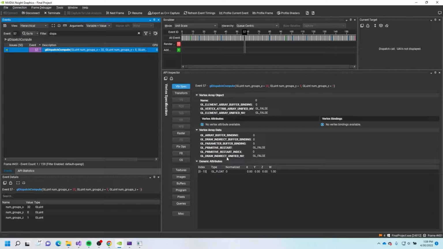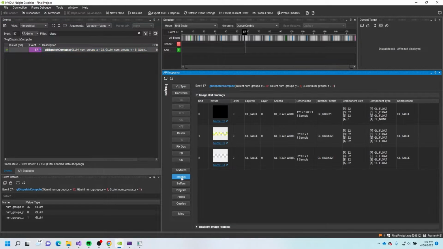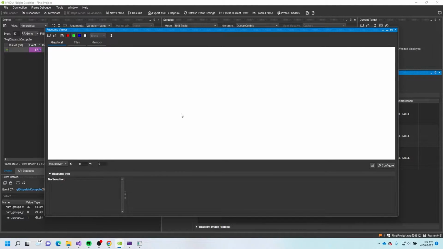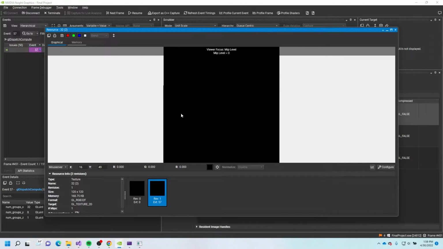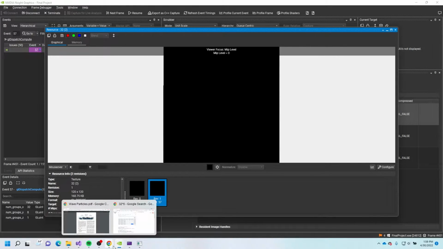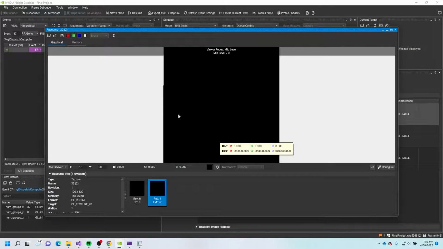and we'll go to our computation shader dispatch, and we can look at the images that are being bound to this. So you can see that there's 3 images bound to this dispatch or to this computation shader. The first one here being a black texture, and this is the height field texture. This texture is written to by the computation shader for each particle, and each particle writes a different amount to the red channel of this.